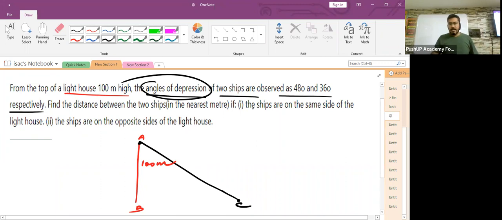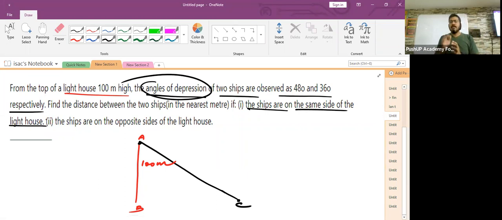Now, children, let me consider the case where the ships are on the same side of the lighthouse. For the time being, I'm focusing only on case number 1. What is case number 1? There are two ships, but both the ships are on the same side of the lighthouse. That means when I'm drawing the figure, either the two ships C and D should be shown on the right-hand side of the lighthouse, or you can show both the ships C and D on the left-hand side of the lighthouse. You show it on the right-hand side or the left-hand side, that does not make any difference.